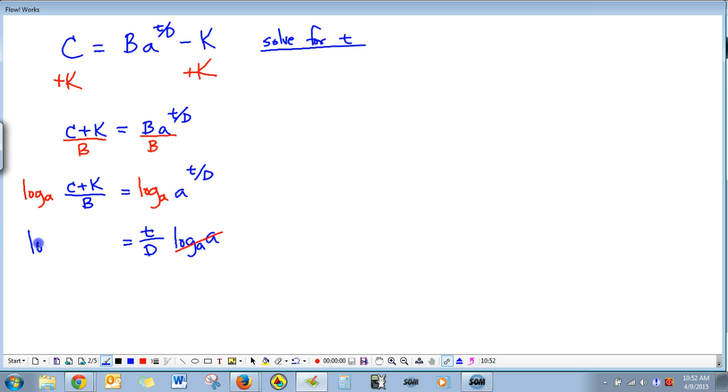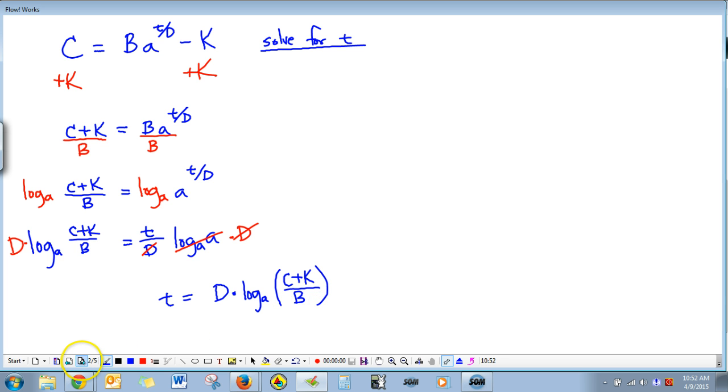And then over here we have the base a log of c plus k over b. And now to get t by itself, all we need to do is multiply both sides by d. They'll cancel here. And then we get t equals d times the base a log of c plus k over b. Ding!